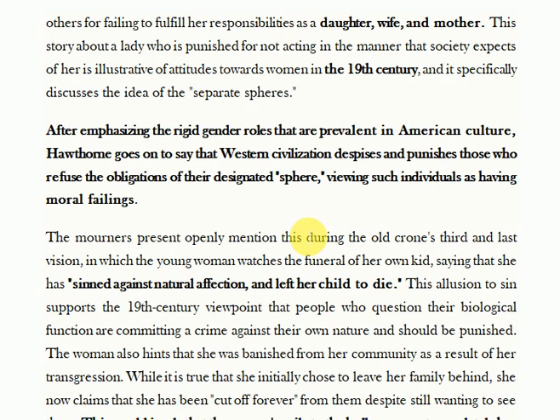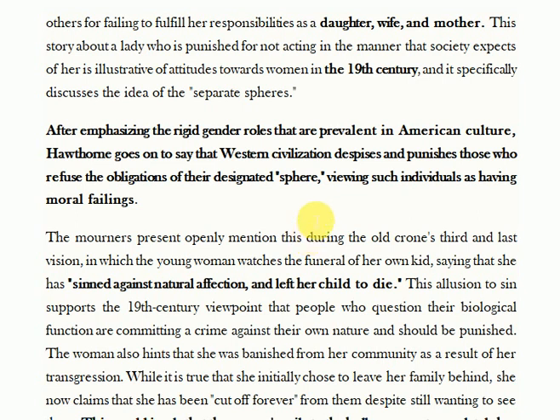After emphasizing the rigid gender roles that are prevalent in American culture, Hawthorne goes on to say that Western civilization despises and punishes those who refuse the obligations of their designated spheres. As in the present story, the young woman was not able to fulfill the obligations of her designated sphere, that of being a daughter, a wife, and a mother. She was not able to fulfill those duties, thereby she was rejected by society.